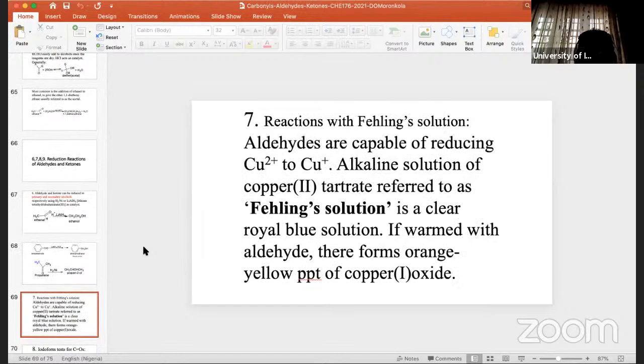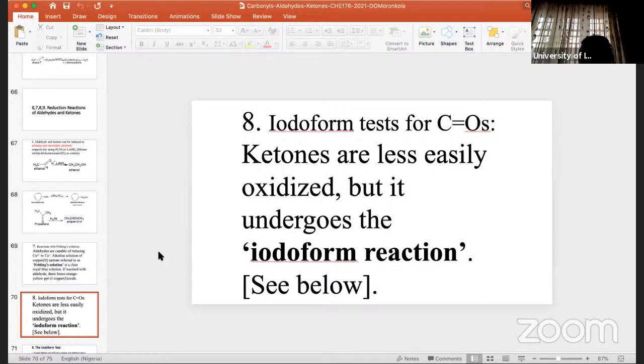This one too you have in your Chemistry 191 practical, where you utilized your Fehling's solution, and aldehydes are capable of reducing copper(II) to copper(I). That is what is happening. Your alkaline solution of copper(II) tartrate is what is referred to as Fehling's solution 1 and 2. It's a clear royal blue solution, but after warming with our aldehyde, it gives an orange-yellow precipitate of copper(I) oxide, and that indicates that there is an aldehyde there.